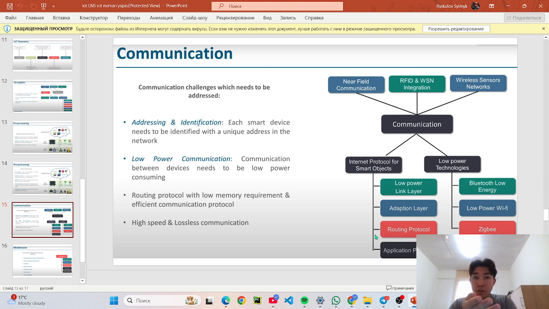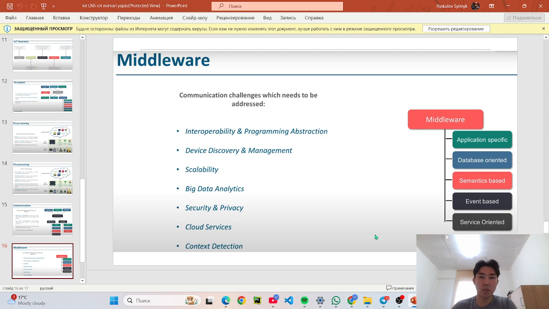For networks, smart objects use low-power technologies such as Bluetooth Low Energy and the Zigbee protocol. Low-power communication between devices needs power, routing protocols, and memory, while communication protocols are high speed and allow us to communicate everywhere. IoT systems communicate through middleware.